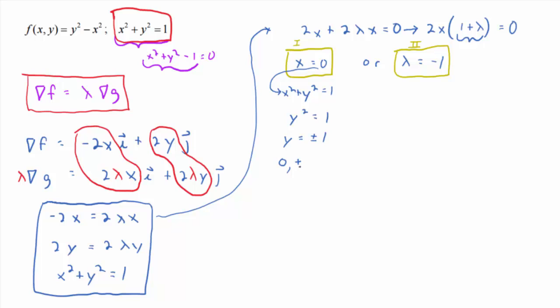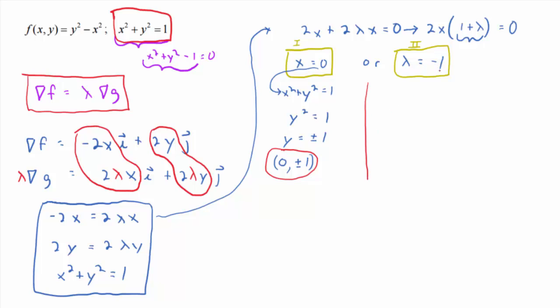0, plus or minus 1. And that's it for case 1. Those are our critical values. I'm not going to put those in the function until the end. Okay? So let's look at case 2.